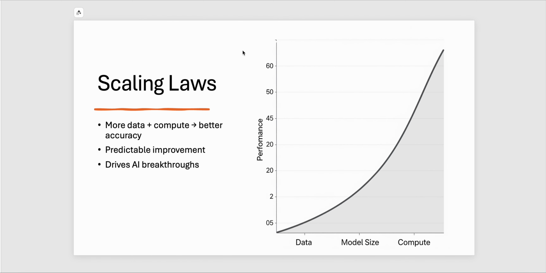Let's understand scaling laws. Scaling laws show that when you give models more data and more computing power and also more parameters, they get better in a predictable way. This is why large models often perform much better than smaller ones.